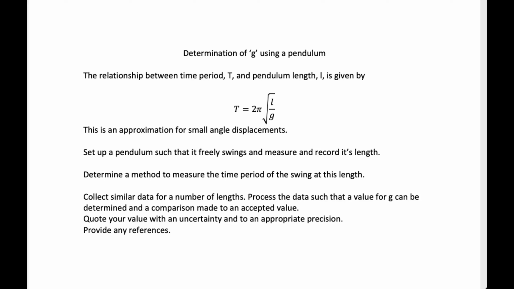And if you understand the equation of a straight line, y equals mx plus c, you'll be able to see that the gradient of that would be 2 pi over g. So if we can plot t squared against L, or time period squared against length of pendulum, we'll get a gradient of 2 pi over g. Equally, you might have an argument for doing it the other way around, in which case the gradient will be flipped and it'll be g over 2 pi. Either way, you can use the graph to calculate a value for g.